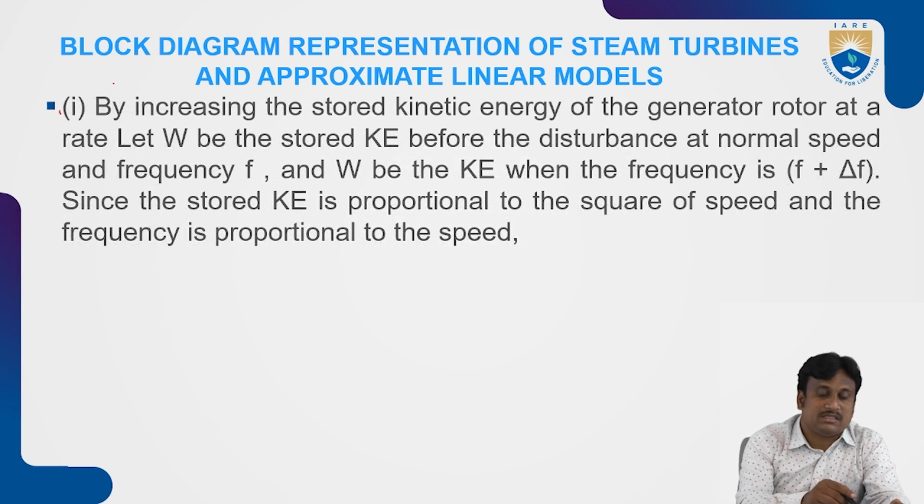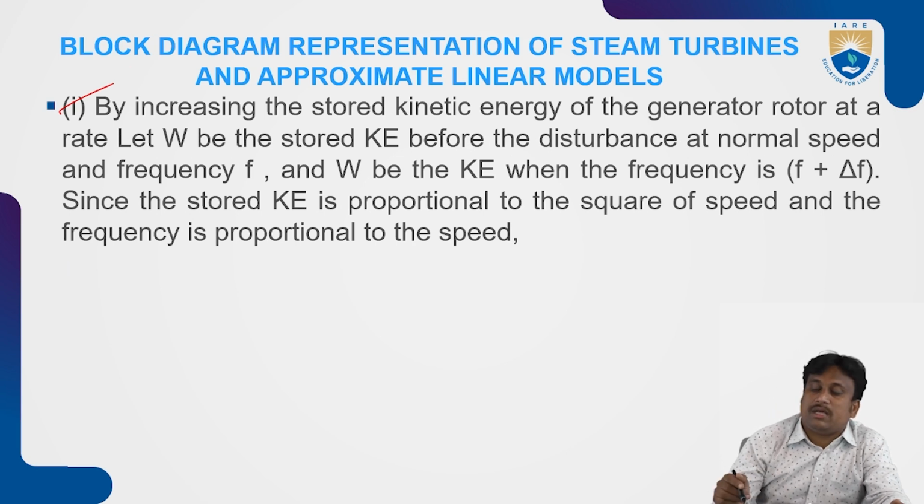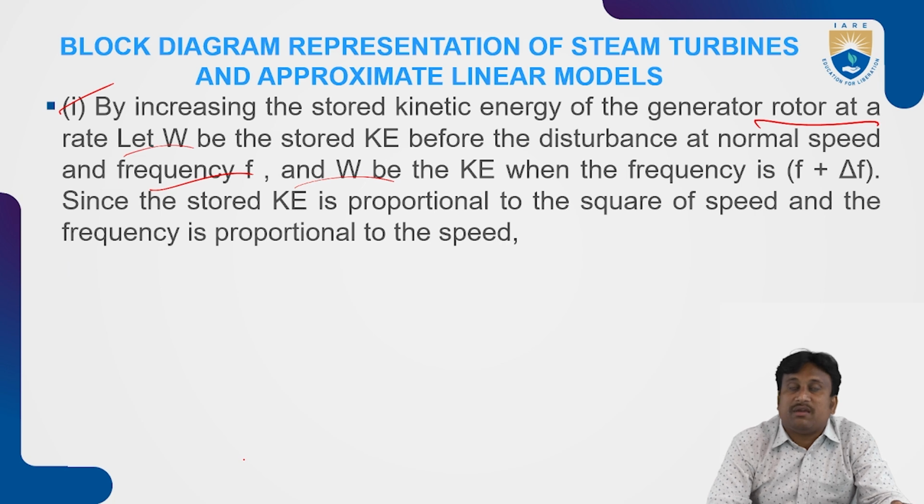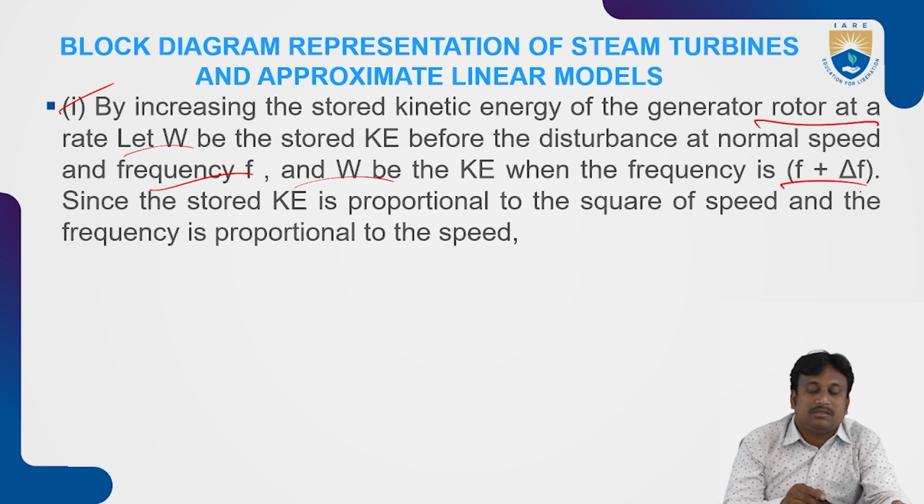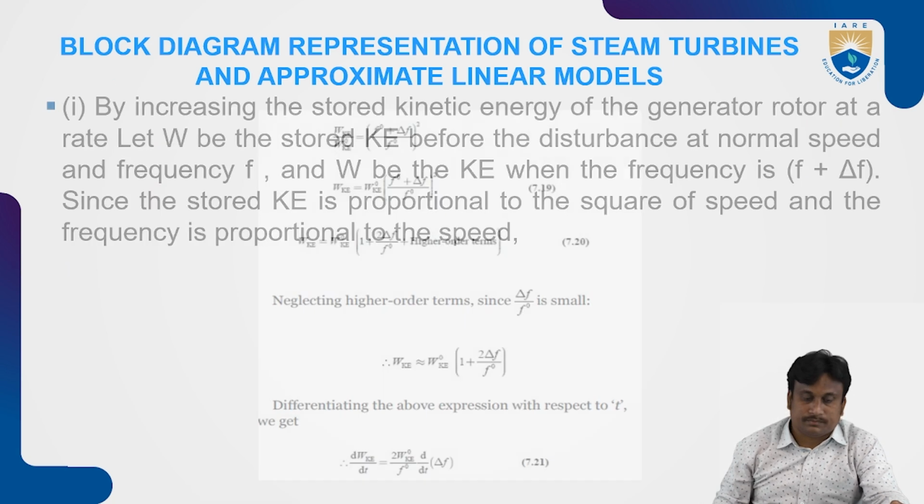So here the first one is by increasing the stored kinetic energy of the generator rotor at a rated level, with W be the stored kinetic energy before the disturbance under normal speed conditions and frequency. And W be the kinetic energy when the frequency is F plus delta F, since the stored kinetic energy is proportional to the square of the speed and the frequency is proportional to the speed.